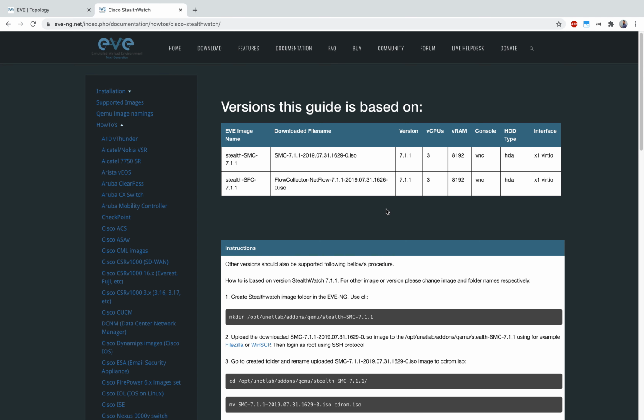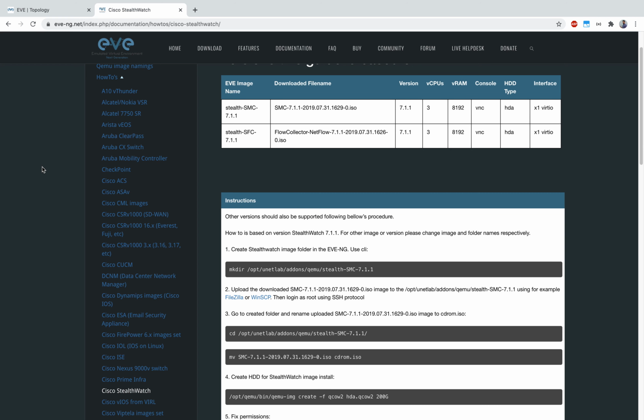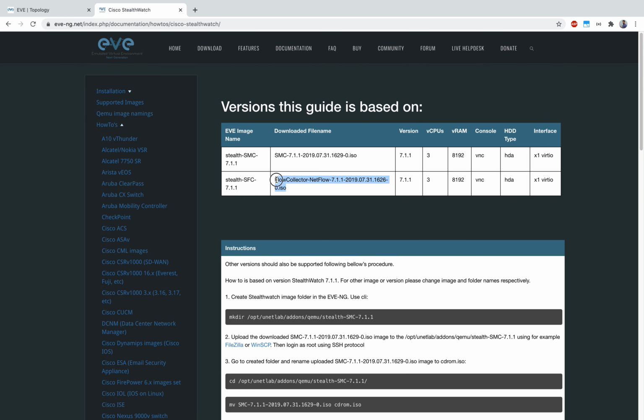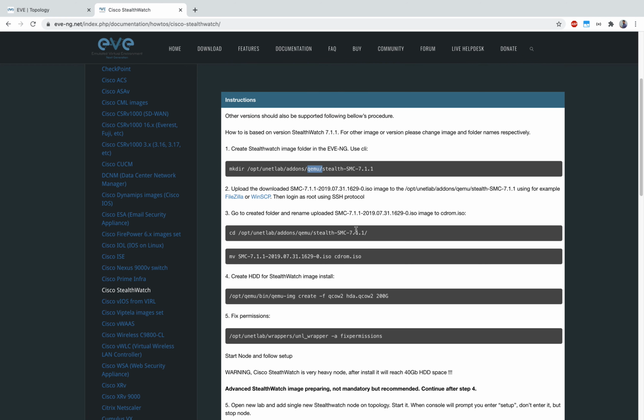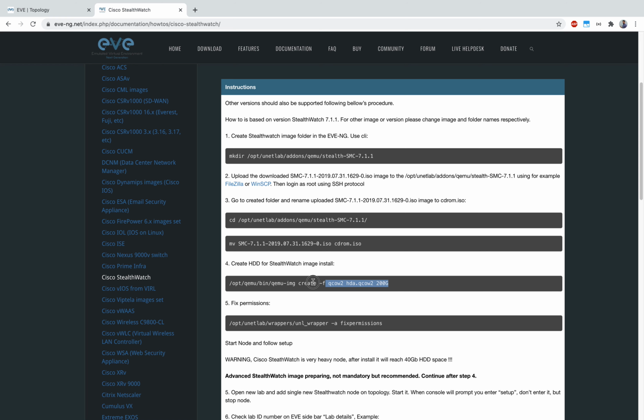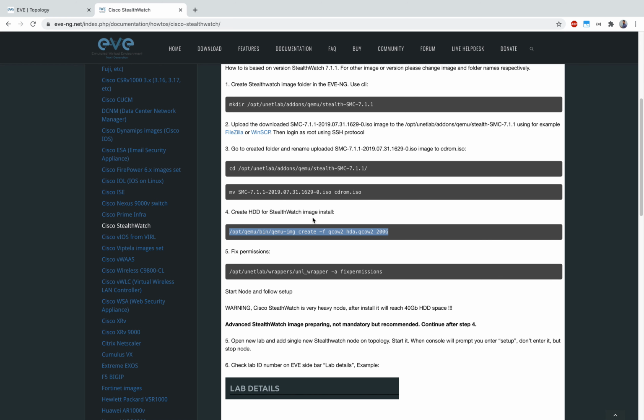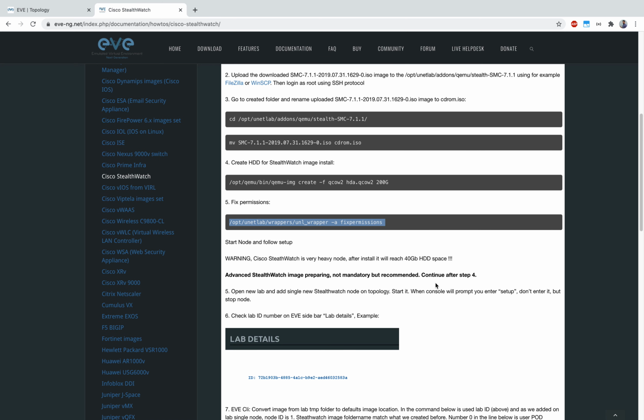Alright, so installing Stealthwatch on your EVE-NG is pretty simple. You go to the how-to pages on your EVE and you will find the detailed process. You need to download the ISO files from your CCO page. You create a directory inside your QEMU folder and drop the ISO file in it. Then you create a QCOW2 KVM virtual machine out of that, fix the permissions, and boot up.